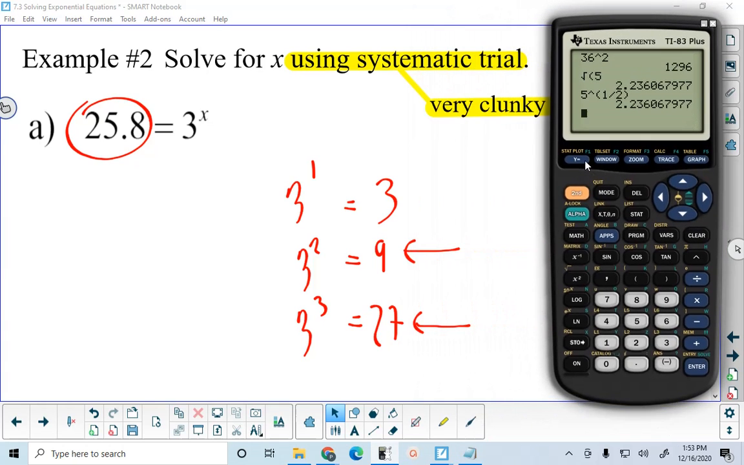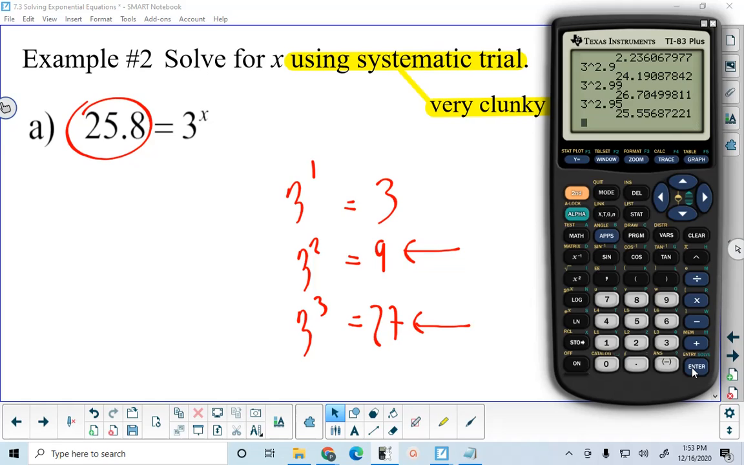Then you go, well, maybe it's 3 raised to the 2.9. I don't know. No. Maybe it's 3 raised to the 2.99. Not quite, or too much now, actually. So maybe it's 3 raised to the 2.95. Do you see where I'm going with this? I'm going to get some feedback here that you guys get what I'm doing. Okay, and I hope you get how ridiculously clunky it is.